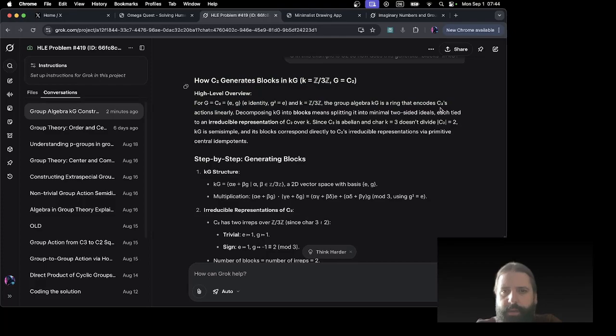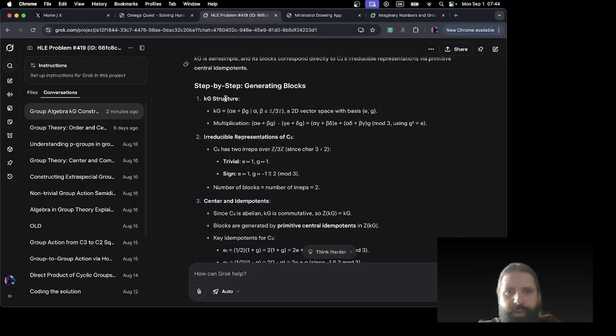Linearly, okay. Decomposing KG into blocks means splitting into two-sided ideals. What are two-sided ideals? I can't seem to break through this sentence. Two-sided ideals, each tied to an irreducible representation of C2 over K. Okay, so KG is like these. Multiplication does these.